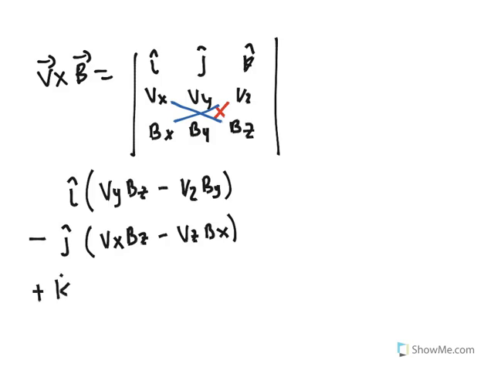And then plus the k component, which is, for instance, this times this minus this times this. So this is going to be, for instance, Vx times By minus Vy times Bx. Yes, and this is just v cross B.